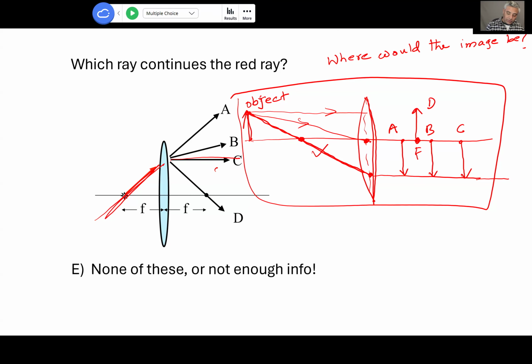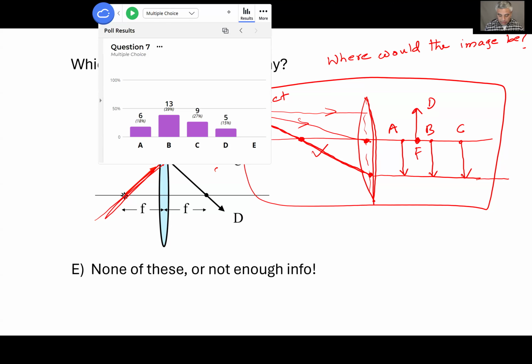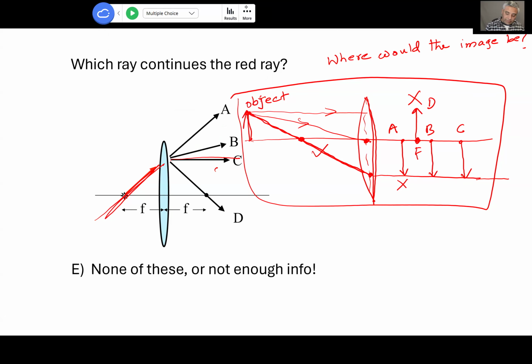Okay, let's see what we got here. So mostly we are getting B, but there are C, D, and A as well. So definitely not D. Definitely not A. So possible answers are either B or C. And B or C is going to depend on how close this is to the focal point.